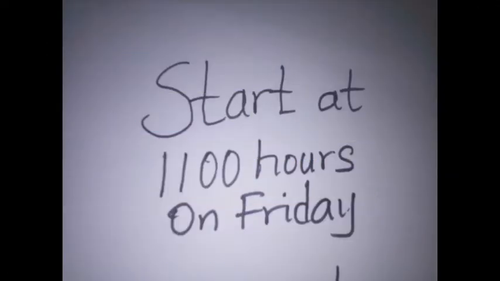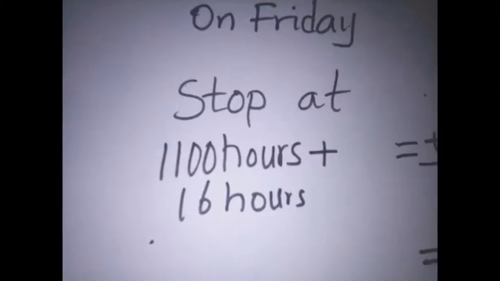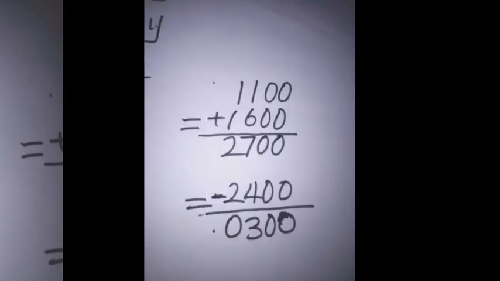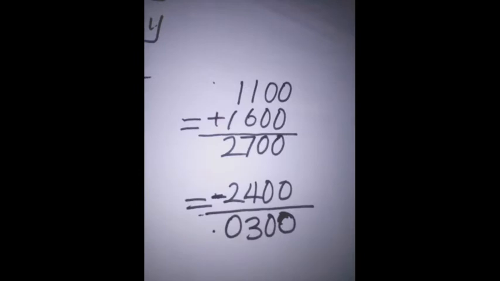The journey started on Friday at 1100 hours and terminated 16 hours after takeoff. Alright, so we add the 16 hours to the 1100 hours. The result is 2700 hours. However, 27 is greater than 24. This simply means this man will arrive in Mexico on the following day. So we subtract 24 from 27. The result is 300 hours.